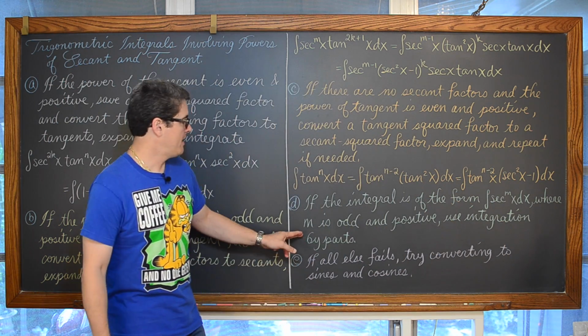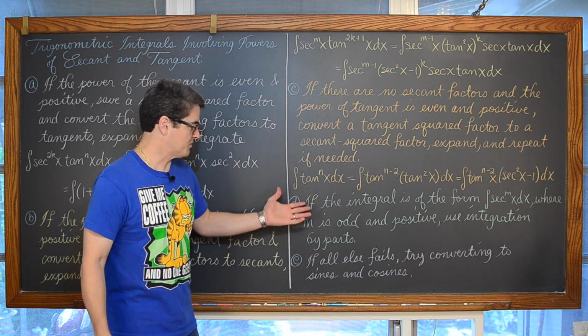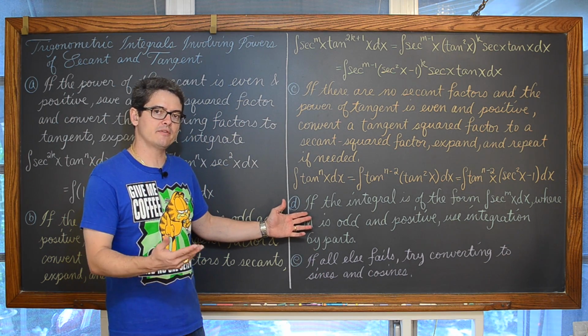If the integral is in the form of secant of x raised to some power m dx, where m is odd and positive, use integration by parts. That'll be our last example. We'll just do a basic one. We're going to integrate secant of x cubed.